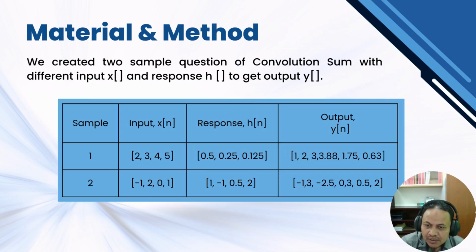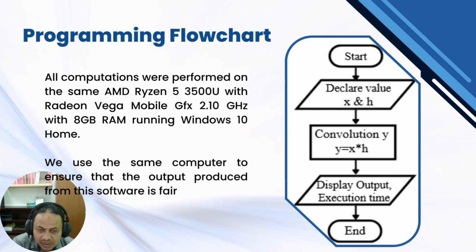In this paper, we use two samples, sample 1 and sample 2, with different inputs and different responses to get a different y[n], as the table shows. The programming flowchart is used to state the programming. Firstly, we declare the values of input and response. After that, we convolve to get the output result and the execution time result. After that, we compare each of the software.